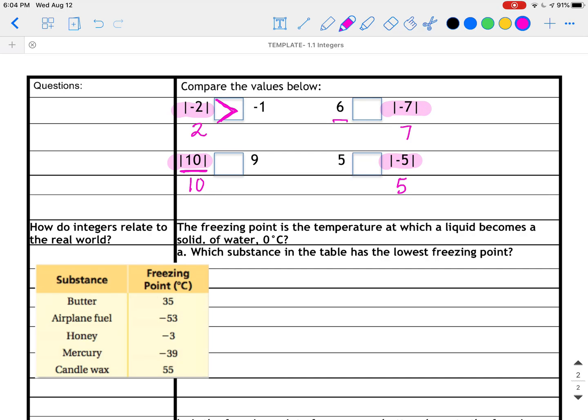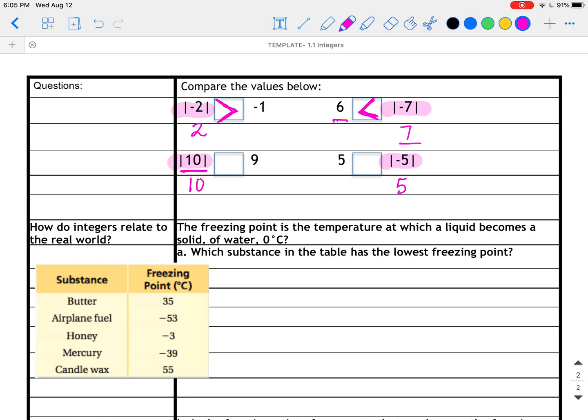All right, so 2 is greater than -1. In this case, which one's bigger? Is it 6 or is it 7? You should know these are both positive values, and 7 is bigger than 6. And remember, the mouth wants to eat the greater value, and this reads 6 is less than 7.